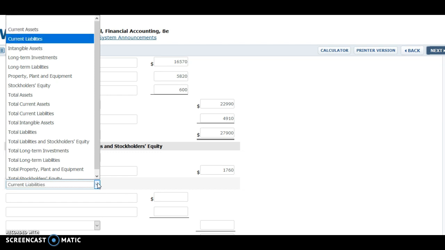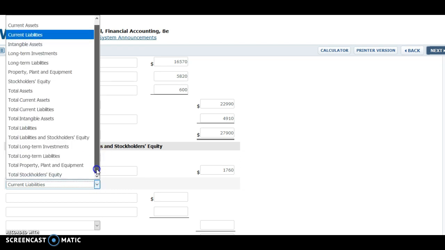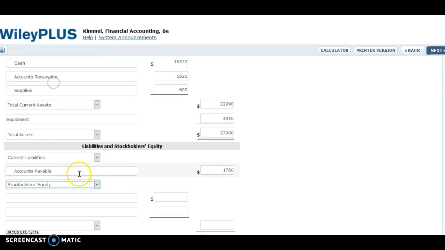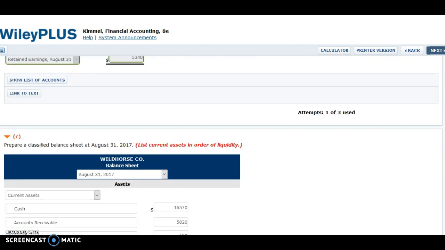All right. Now we have stockholders' equity. There we go. There's stockholders' equity. I was wondering where that was at. Stockholders' equity consists of common stock and retained earnings. Common stock being 20,800. Retained earnings being found on a retained earnings statement, which I just scrolled right past, 5,340.